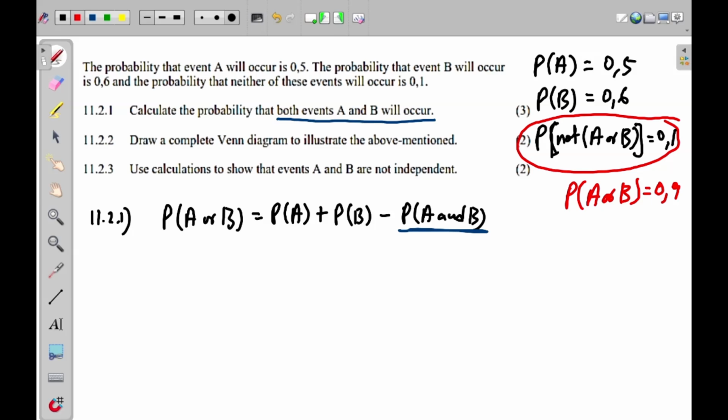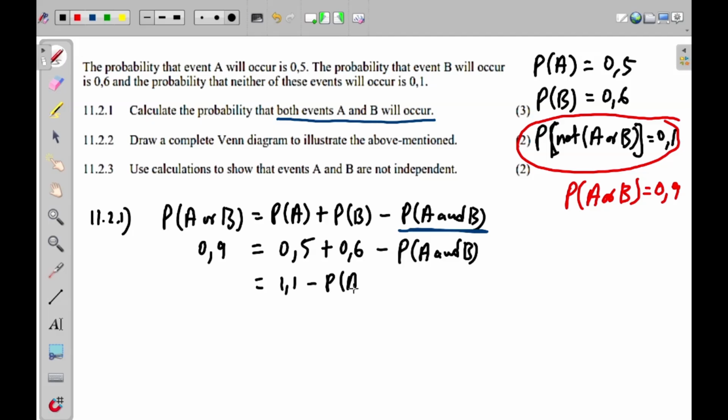So I hope you do note that that is the implication of that statement there. So it's time for substitution now. Let's put in what we have. So this is a 0.9. And what is this? 0.5. What is this one? 0.6. And we are looking for this one. So obviously you add a 0.5 to a 0.6, you're going to get a 1.1. So there's a 1.1 minus the probability of A and B. And then this is a 0.9.